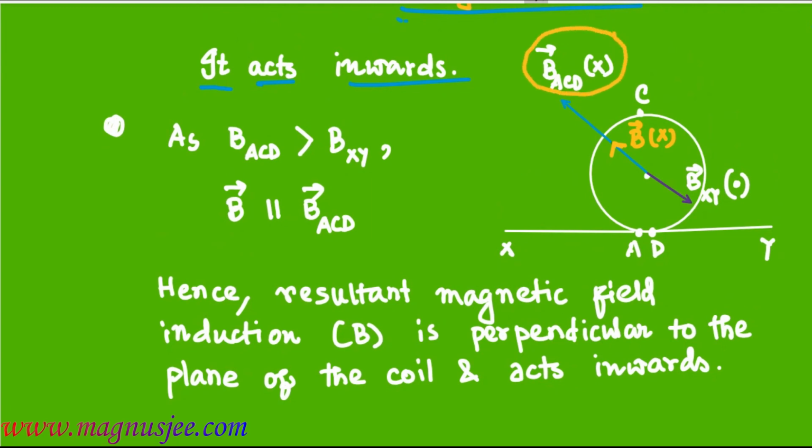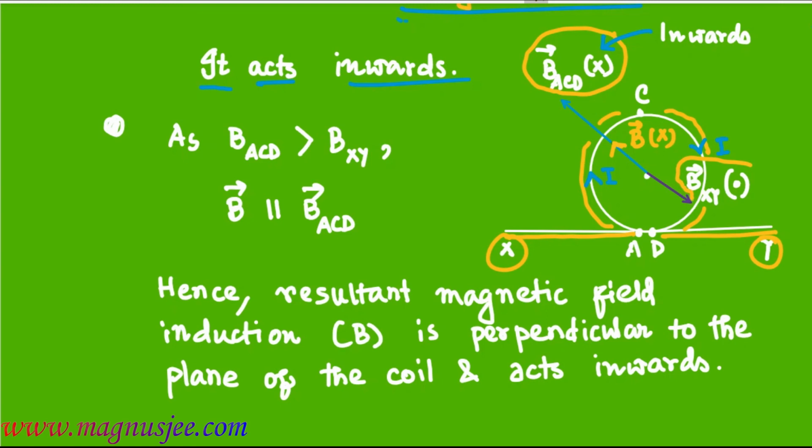Vector BACD under bracket cross means magnetic field induction due to this circular coil is vector BACD, which acts inwards. Current flows through the circular coil, that is I flows through the circular coil clockwise. That's why magnetic field induction due to the circular coil ACD is vector BACD, acts inwards. That's why cross sign is denoted to denote the inward direction of the magnetic field induction vector BACD.